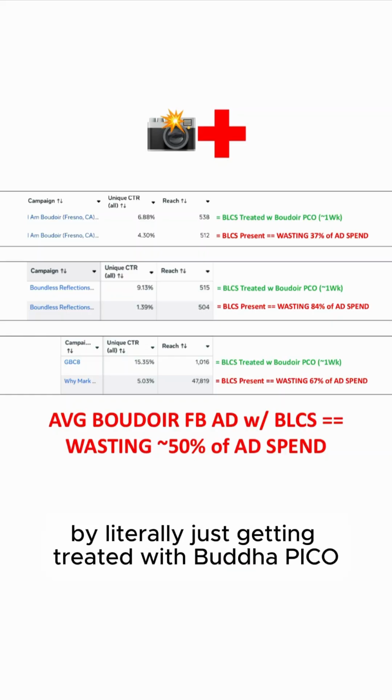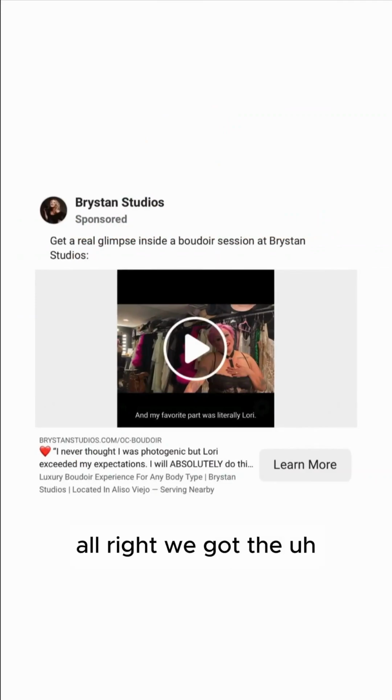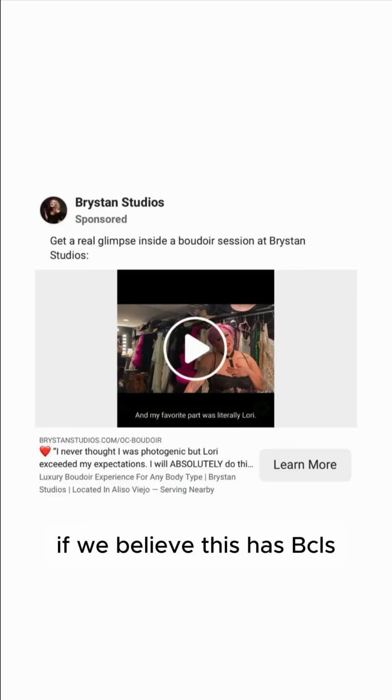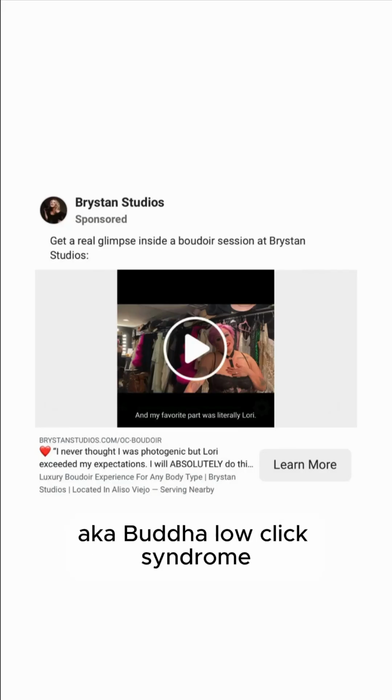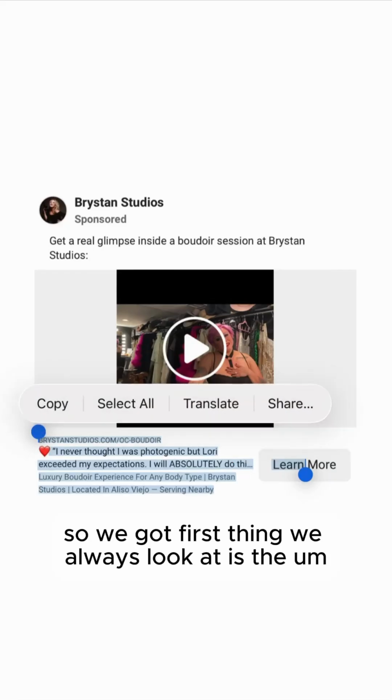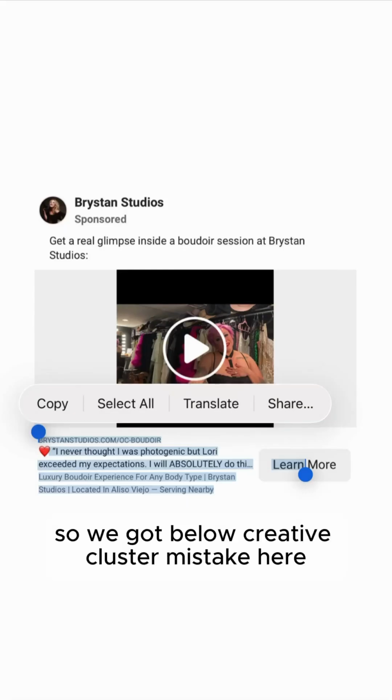All right, so now we're going to diagnose if we believe this has BLCS, aka Boudoir low click syndrome. The first thing we always look at is, so we got the below creative cluster mistake here.